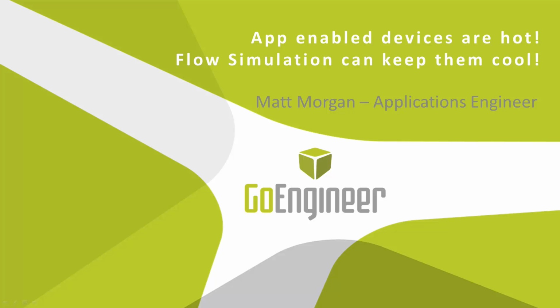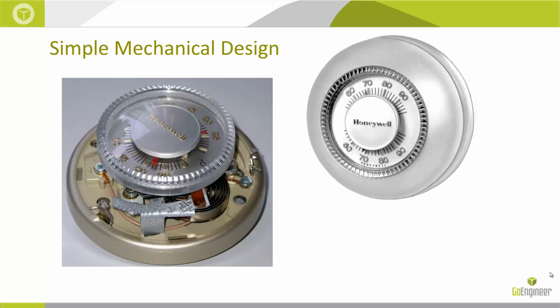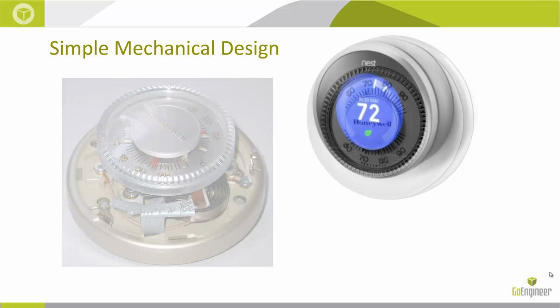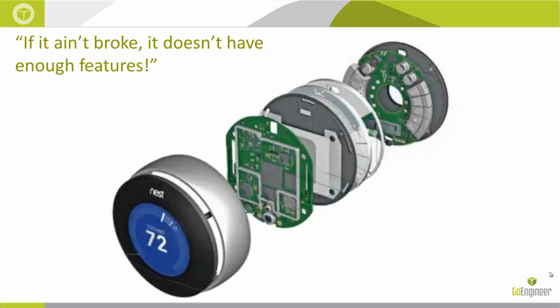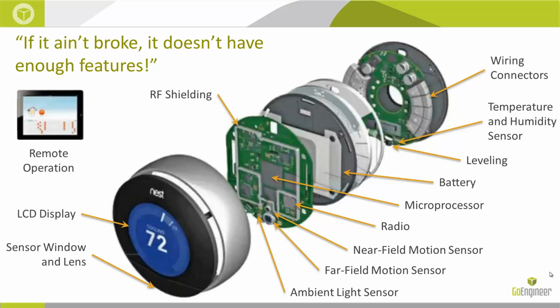Today what I want to talk about is electronics getting smaller and smaller, getting jammed into tinier places, and the average consumer wanting more and more out of each of their electronic devices. Just for a quick example, we have this simple mechanical design that served us well for many years, the thermostat in your home. If we take a look at some of the new things that the market has added, the Nest thermostat is a great example. It's what I like to say, if it ain't broke, it doesn't have enough features.